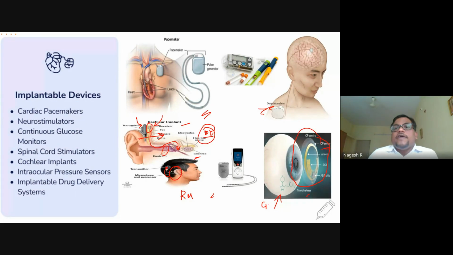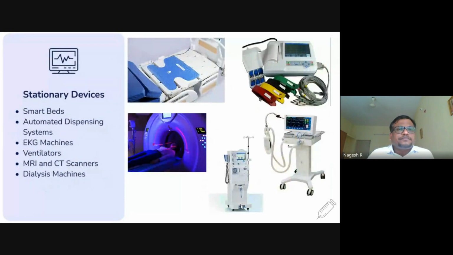people who have actually gone and got their intraocular pressure or glaucoma tested will know the time and tediousness in which the pressure of an eye is sensed. That can be avoided using sensors like this. See, these are a set of stationary devices like smart beds. This is very commonly used even in India. This is a Doxy bed which measures or understands the pattern or parameters of the patient.